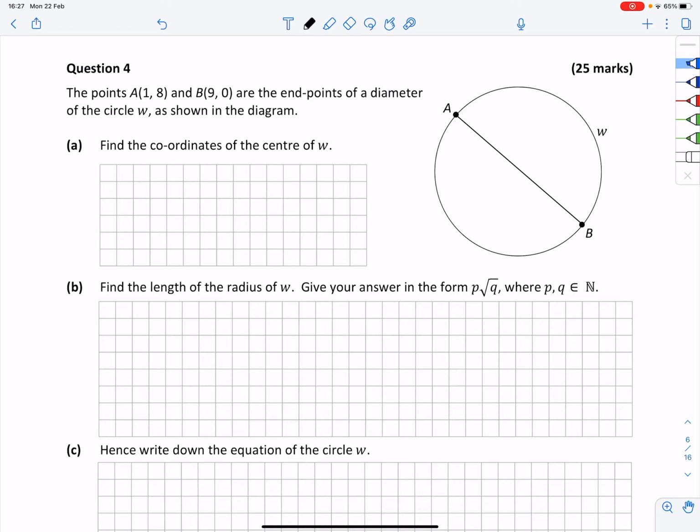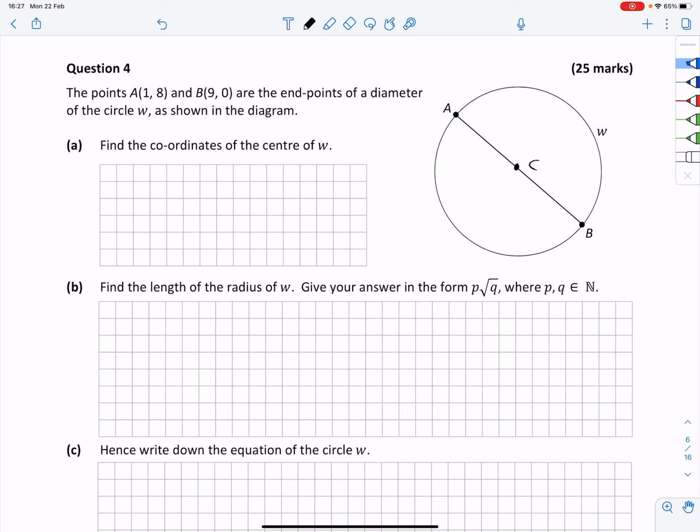Hi. This is 2018 maths ordinary level paper 2. This is question 4 and it's a coordinate geometry question. So we have two points on a circle. We have a diameter of that circle and we're told that these are endpoints of the diameter. So we have to find the center of the circle W, which is somewhere over here. And we know that the center of a circle is always the midpoint of the diameter.